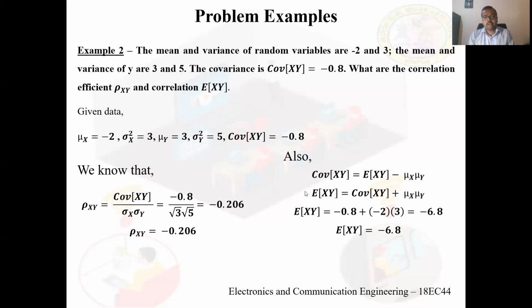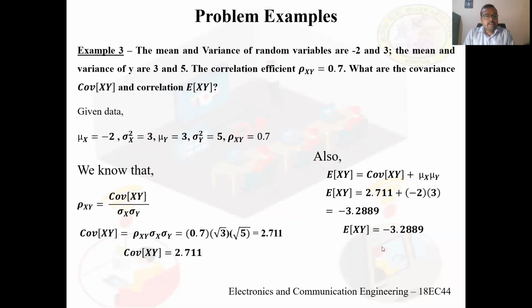Next, what you need to calculate? The correlation. Now we know from the covariance formula, covariance xy is equal to E of xy minus mu x mu y. We need to calculate E of xy. Covariance we know, and we know the mean of x and y. Now, E of xy will be -0.8 plus, substituting mu x and mu y, -2 times 3. Simplify this one, and you get -6.8. This is the correlation, E of xy is equal to -6.8.